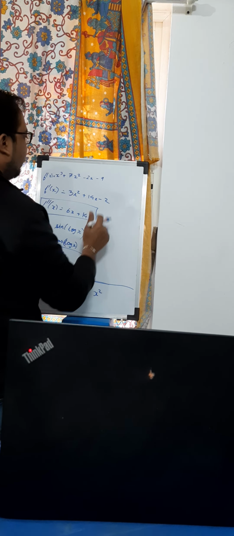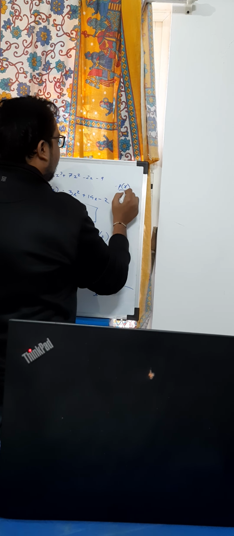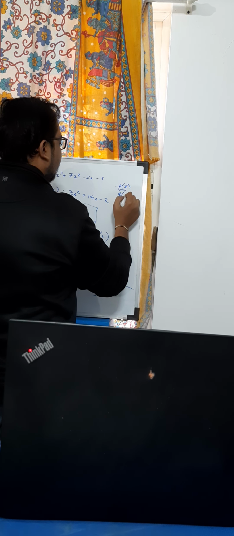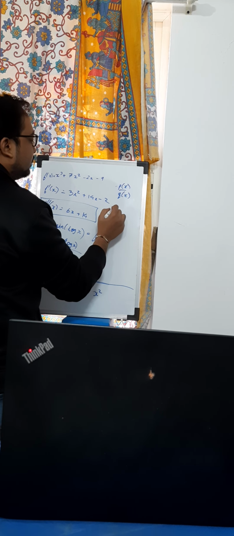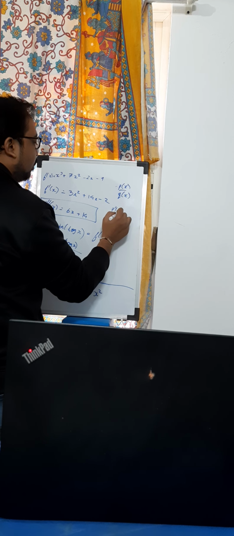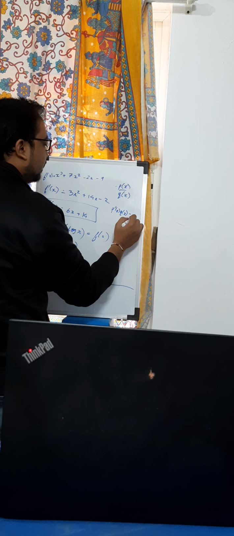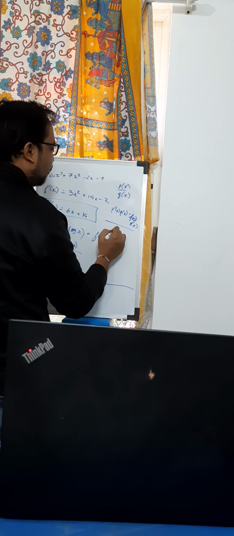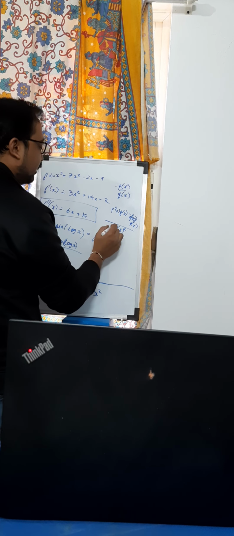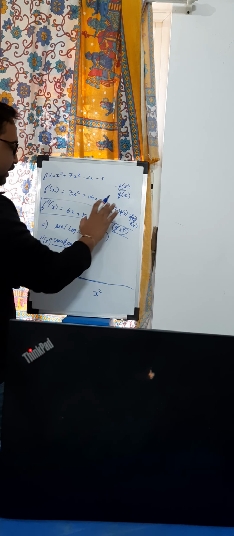So when we have p of x upon q of x, and we want to find its differentiation, how do we do it? It is p dash x times q x, minus q dash x times p x, upon q of x whole square, isn't it? Do you remember? Yes, sir. That is how we have to do it.